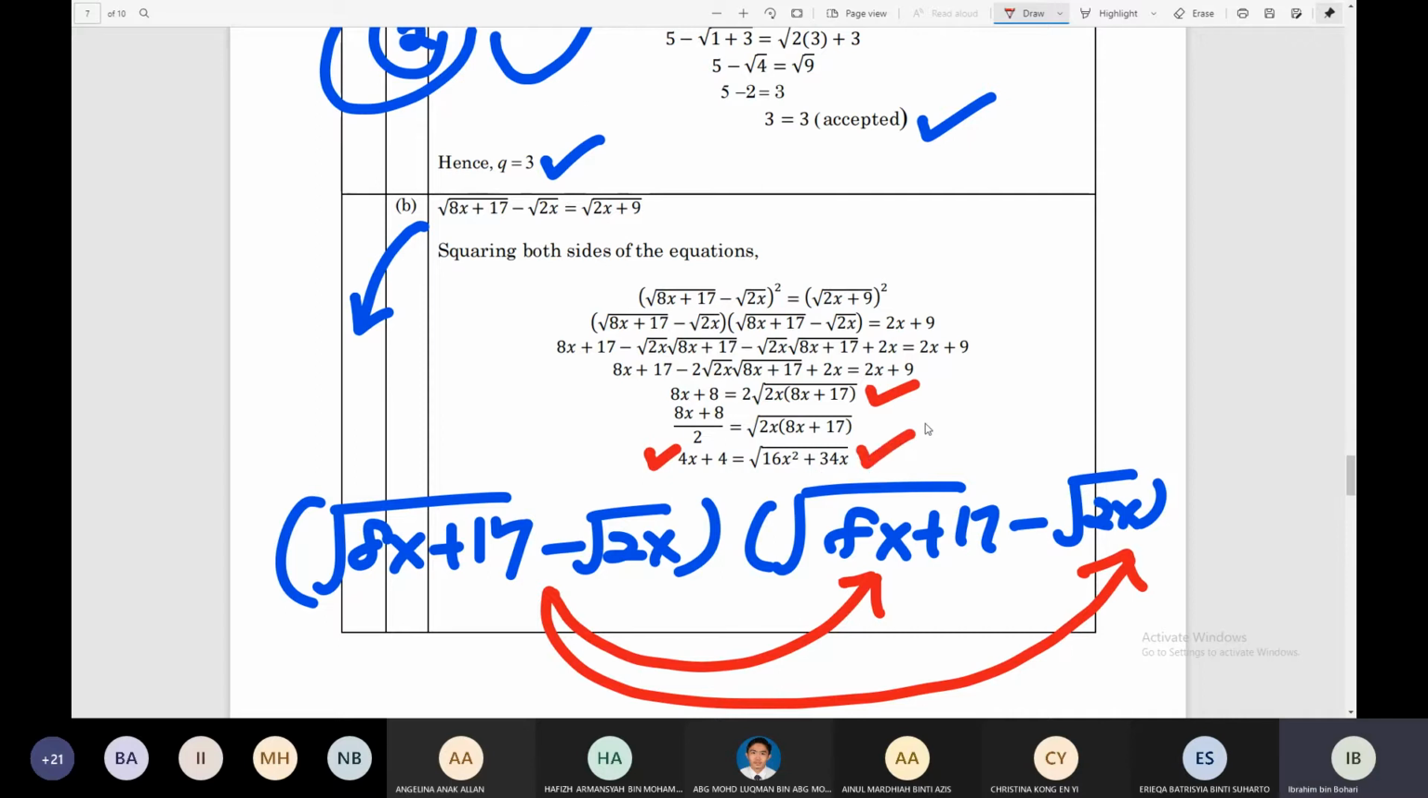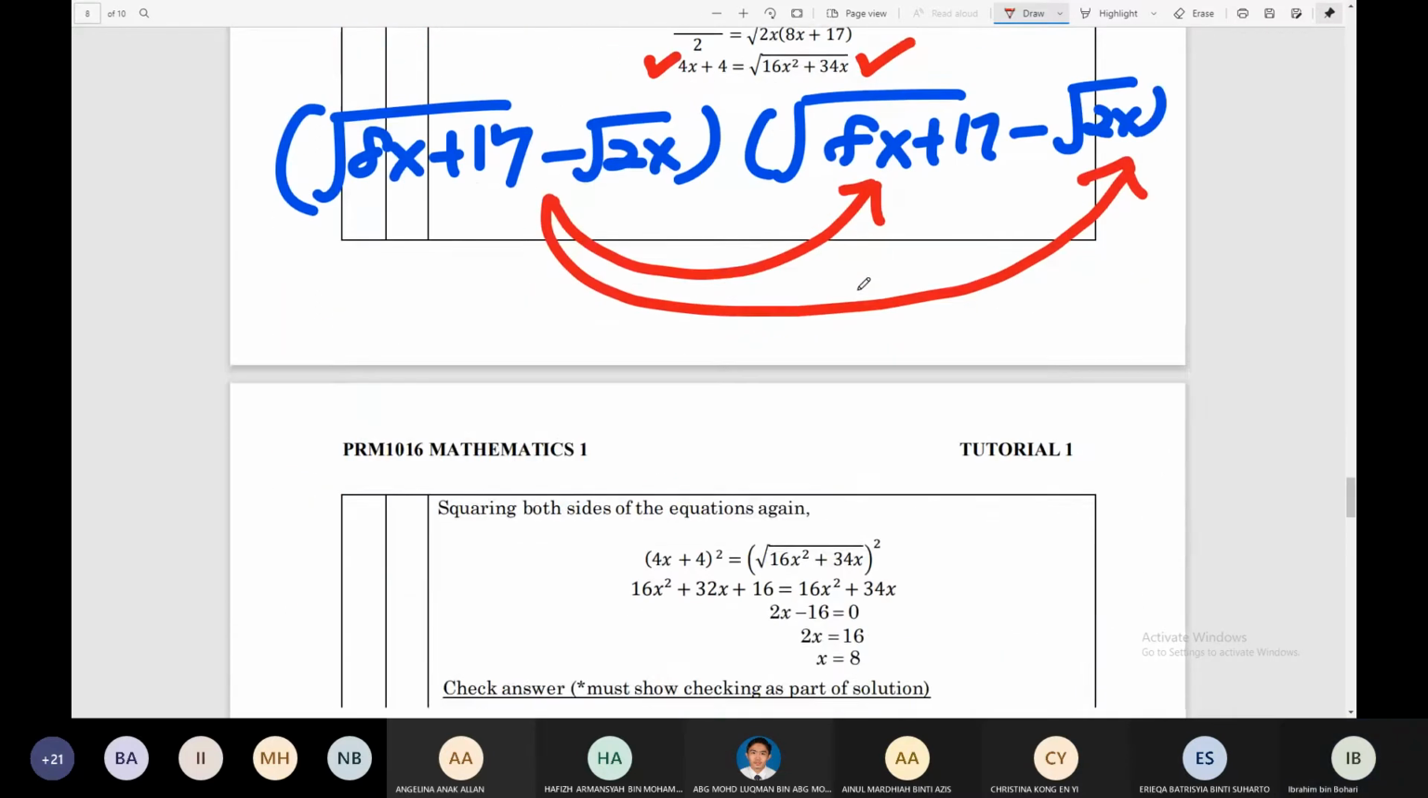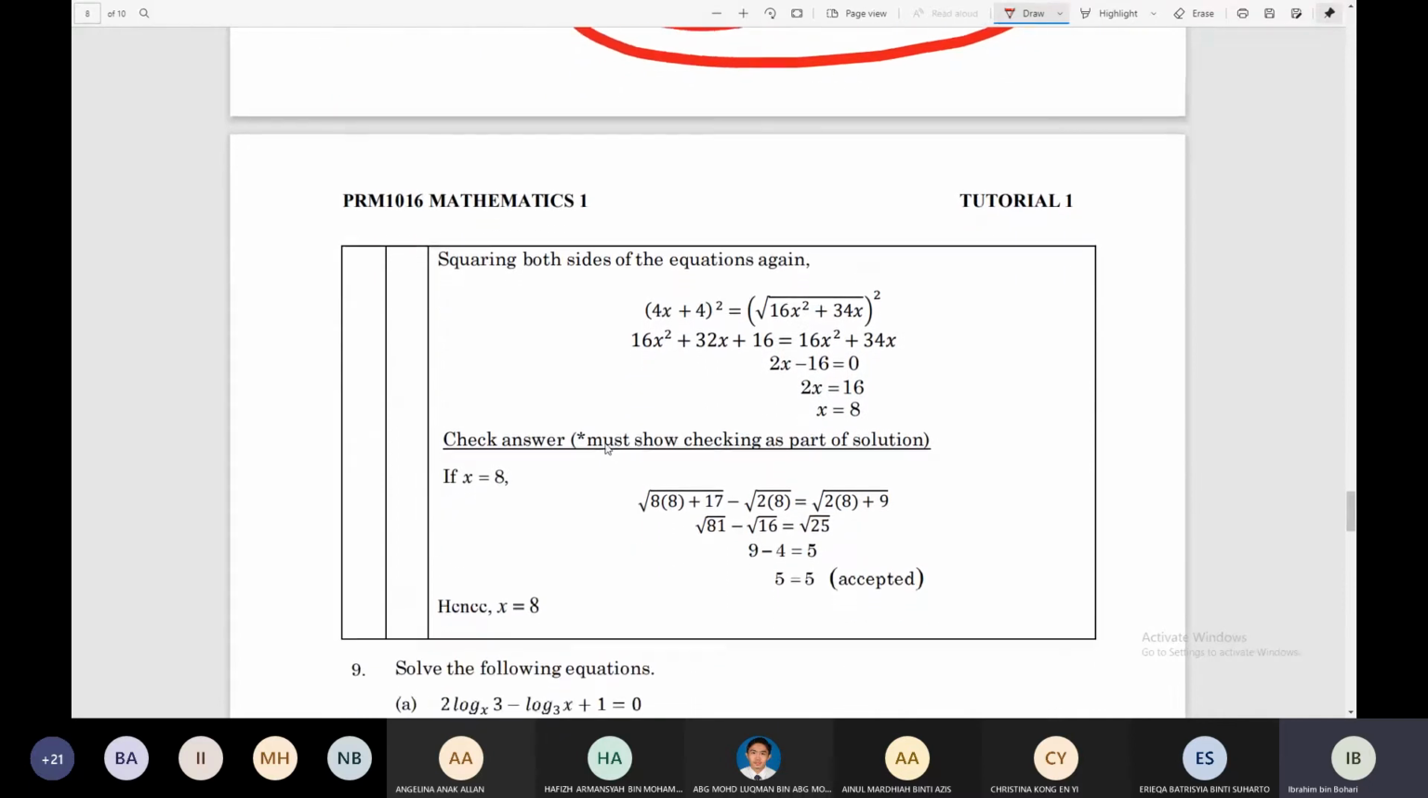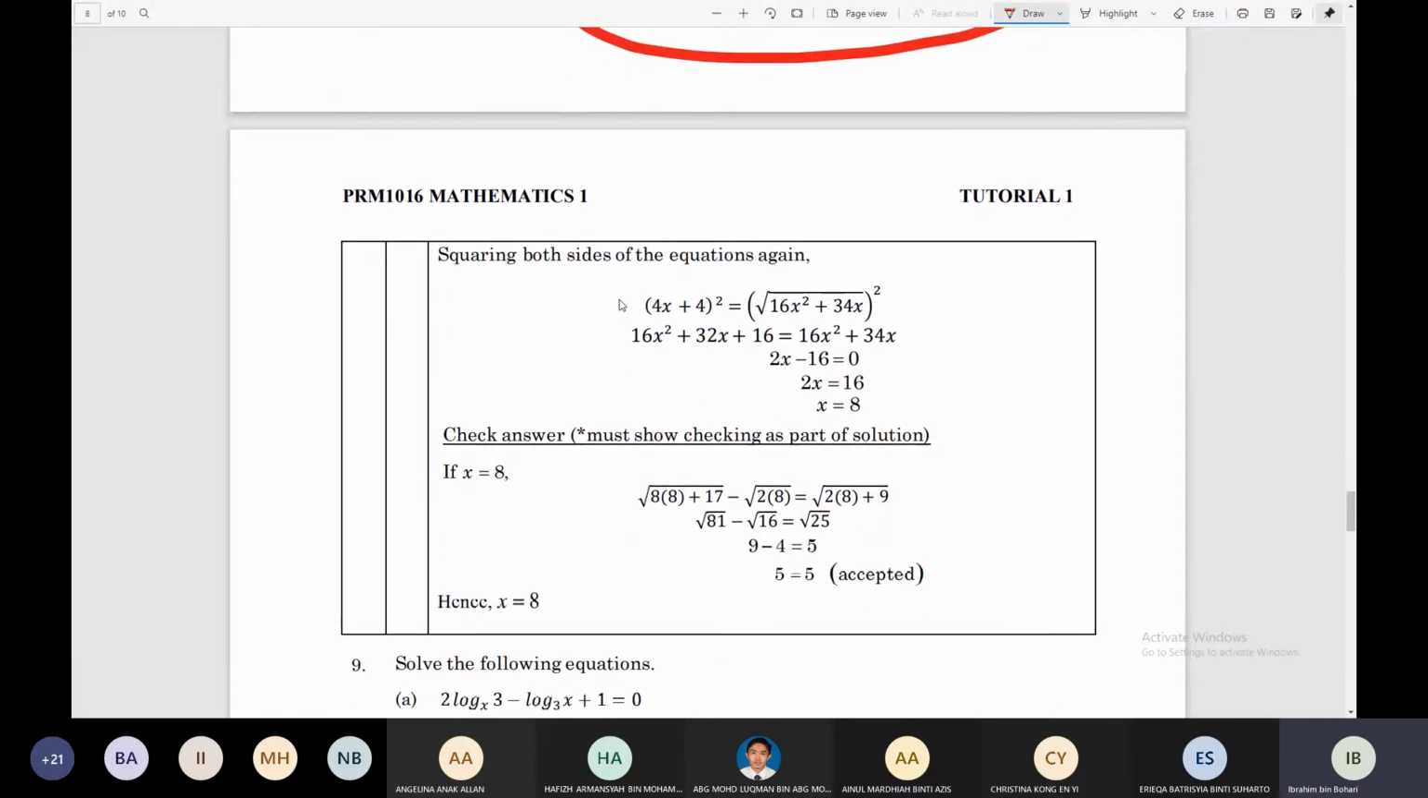Okay, check the answer. And here squaring both sides again, 4x plus 4 squared equals 16x squared plus 34x, and here find the value of x. X here equals 8. For question B you only get one. For question A just now, you had two answers. Yes, you can check. And then the last step, you check the answer. You compare the left hand side and the right hand side of the equation. This one you just substitute. Okay.